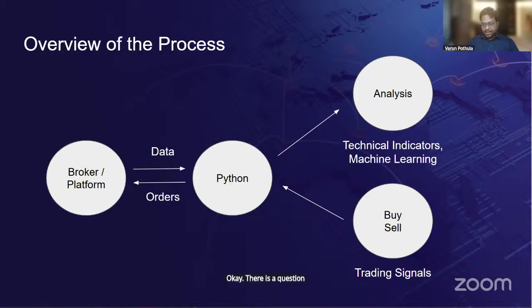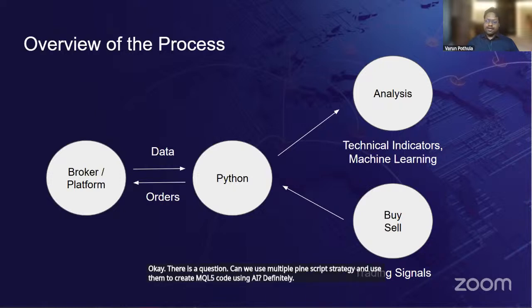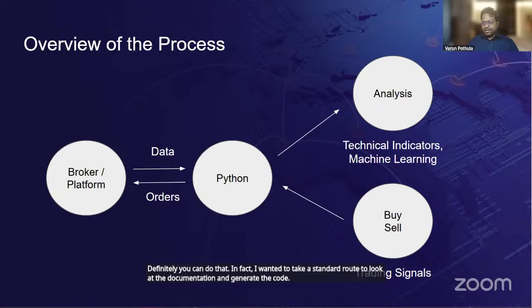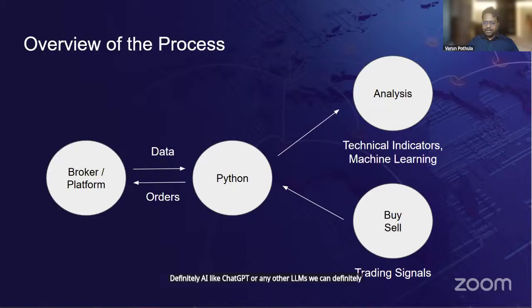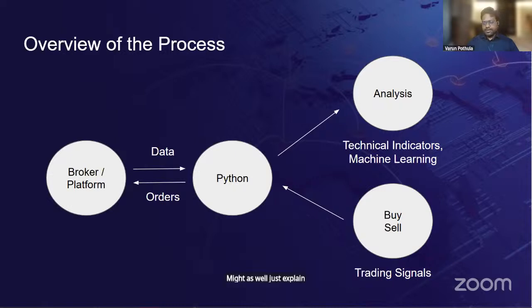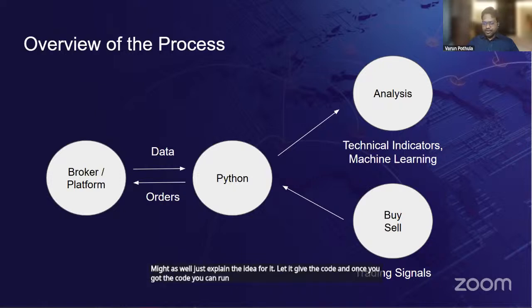Can we use multiple Pinescript strategies and use them to create MQL5 code using AI? Definitely. Definitely can do that. In fact, I wanted to take a standard route to look at the documentation and generate the code. Definitely AI like ChatGPT or any other LLMs, you can pass in your Pinescript strategy and it will give you MetaTrader code. As a matter of fact, you can give it an idea. You don't even need to code in Pinescript and ask it to code in MQL. Might as well just explain the idea for it. Let it give the code, and once you get the code, you can run it. And if you get an error, you can debug it with the help of AI too.